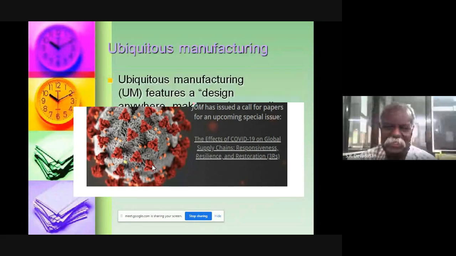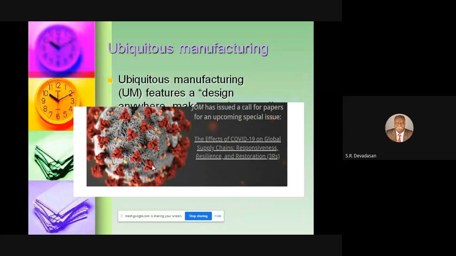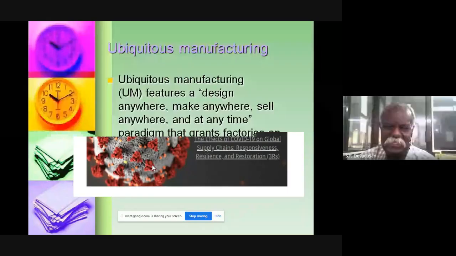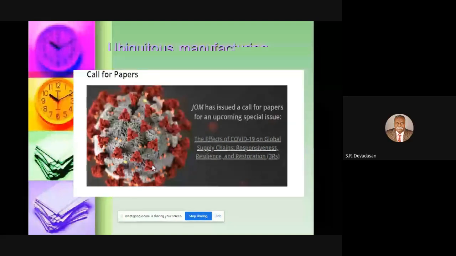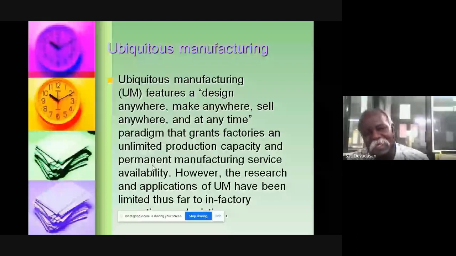Okay, so this is what I mentioned about ubiquitous manufacture: design anywhere, make anywhere, sell anywhere at any time. This way, the world currently wants to go. As soon as IT came up, these facilities began to emerge in the world. People began to claim that the world has become a global village. So when it becomes a global village, this kind of manufacturing is actually made possible.